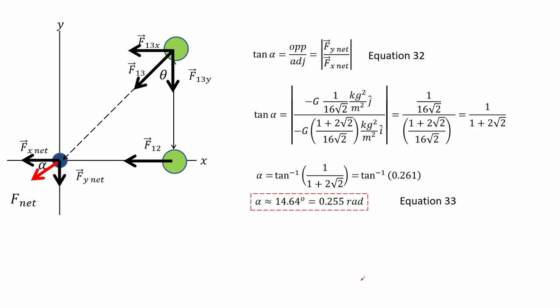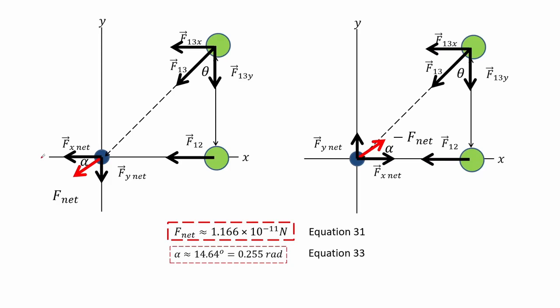Using the tangent function, where it is the ratio of the y component over the x component as shown in equation 32, we get that it is about 14.6 degrees or 0.25 radians. So, the magnitude and direction is given by equations 31 and 33. Graphically, the orientation of the net force can be presented by both images, where the angle alpha is measured along the x-axis.